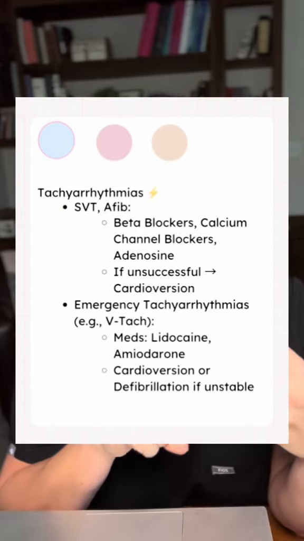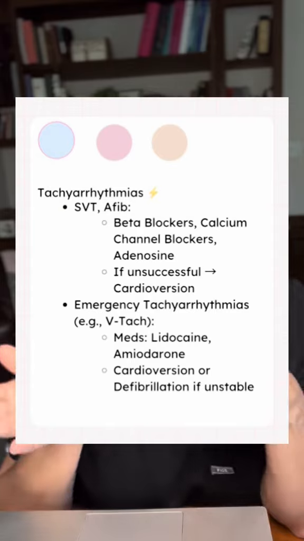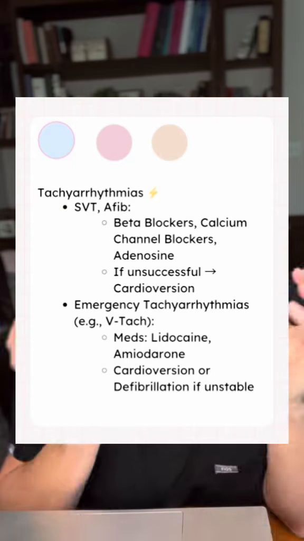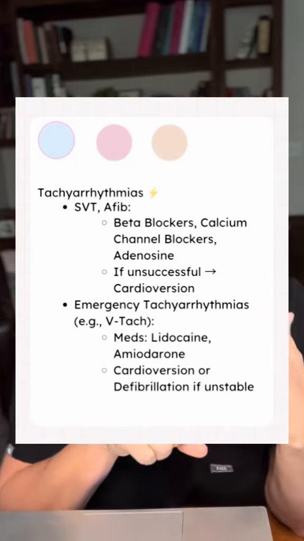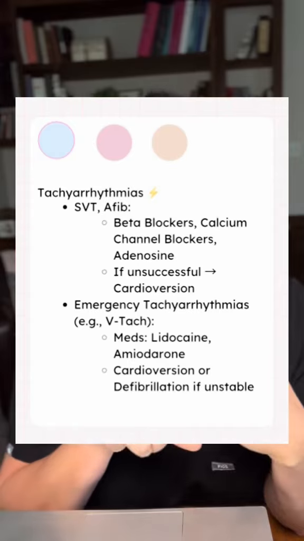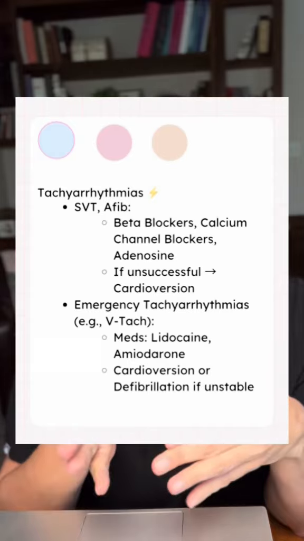If your patient is having an emergency tachyarrhythmia, such as VTAC, we'll be doing meds like lidocaine and amiodarone. If the patient's unstable, we'll do things like cardioversion or defibrillation. If they're having a more stable tachyarrhythmia, such as SVT or AFib-RVR, we'll do things like beta blockers and calcium channel blockers. You may also see adenosine used or cardioversion if those things aren't helpful.